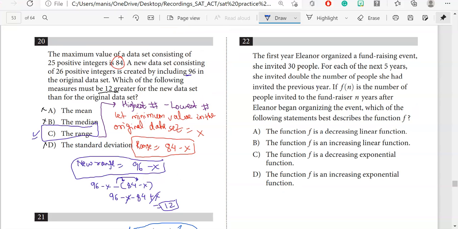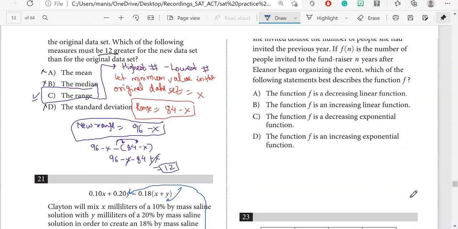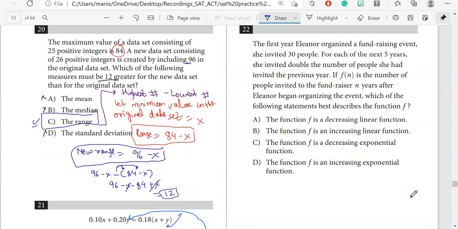Question number 22. The first year Eleanor organized a fundraising event, she invited 30 people. So 30 people will be my first value that I will write over here. For each of the next 5 years, she invited double the number of people. So this means, let's take an example, she called 30 people, then the second year it will be 60, then 120, 240, and it keeps on going.